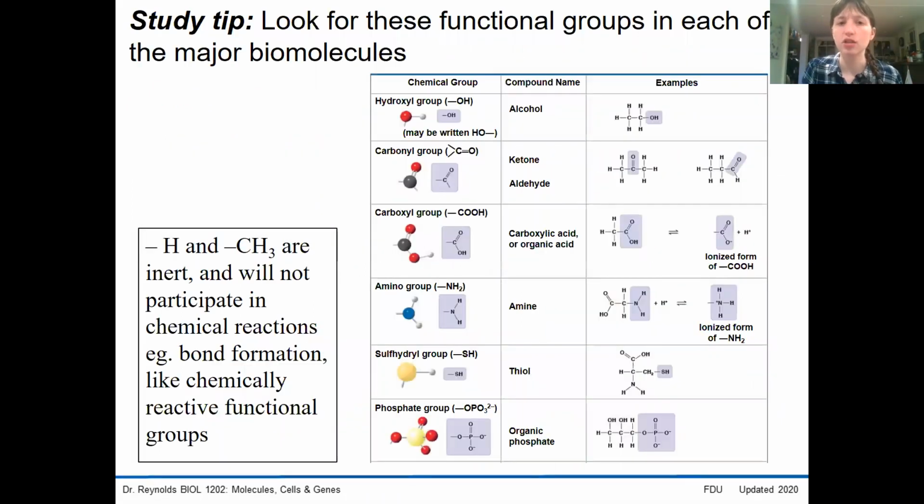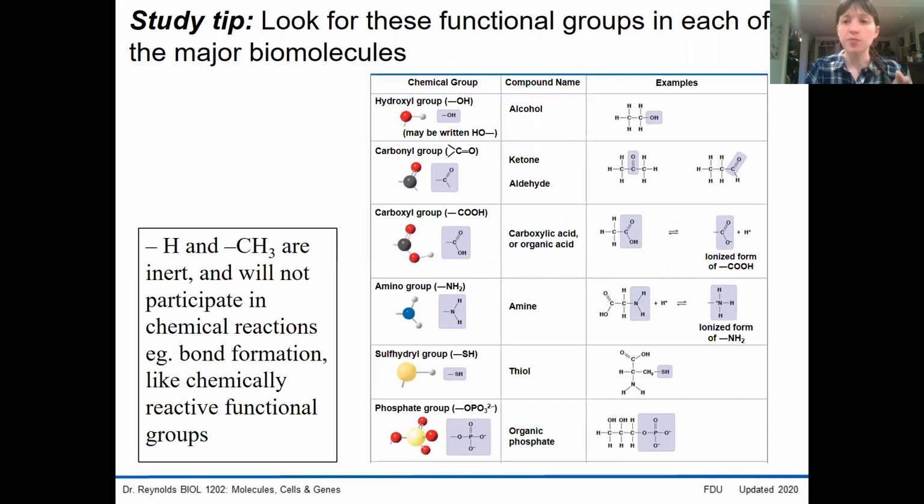So we're going to take a look at 6 of these different functional groups very quickly. You should always be asking yourself, is this functional group polar or nonpolar, hydrophilic or hydrophobic? And is there any special property that it provides?